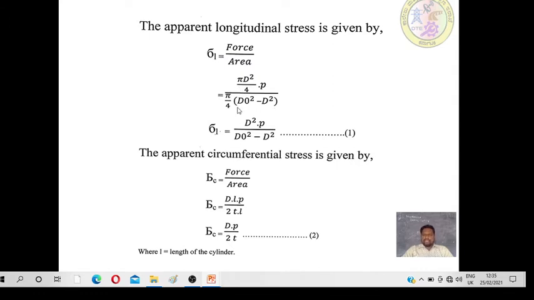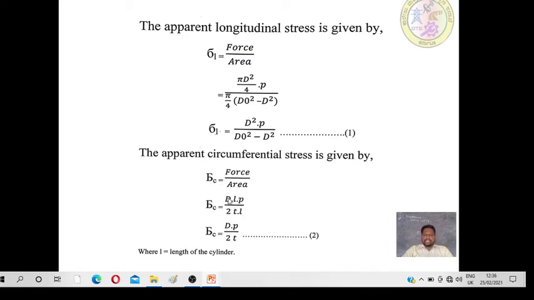So if you simplify this, we will get longitudinal stress equal to d square into p divided by d naught square minus d square. Let it be equation number 1. The apparent circumferential stress is given by, once again, sigma c equal to force by area.